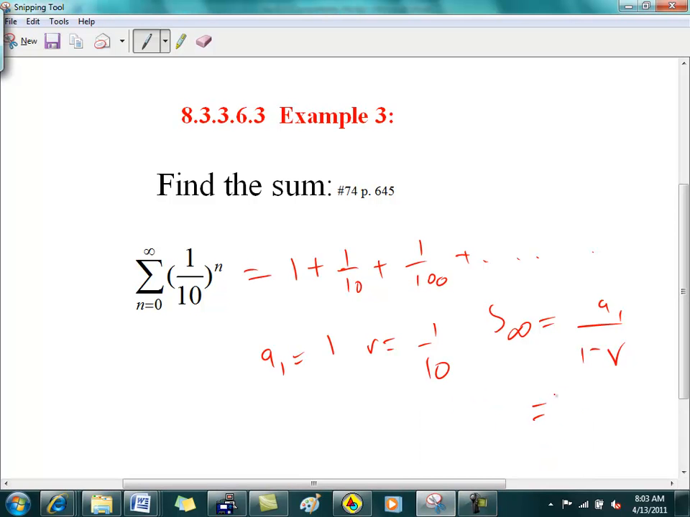Would you be okay if I wrote this? Because A1 is 1, 1 minus 1 over 10 gives you this. If I asked you for an exact answer, this is what I would expect to see.